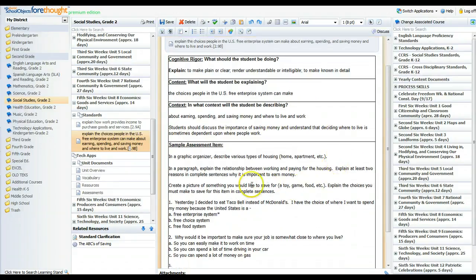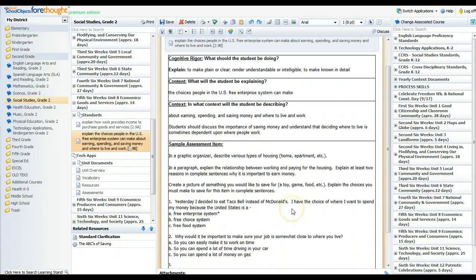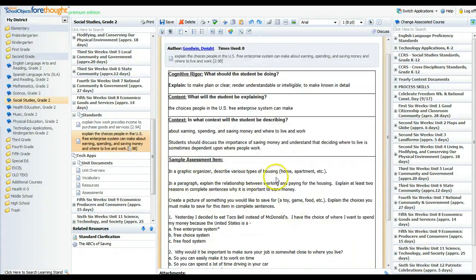So I have several sample assessment items. 1, in a graphic organizer, describe various types of housing, home, apartment, etc. In a paragraph, explain the relationship between working and paying for the housing. Explain at least 2 reasons in complete sentences why it's important to earn money. They have to understand that we are given the opportunity to have the jobs that we go after. In addition to that, what your job is depends on where you're going to work, and depends on what you can afford to eat, that all of that comes into play.